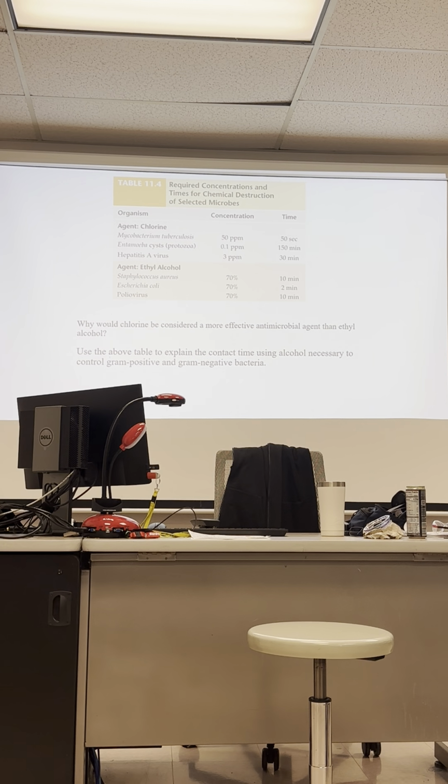Okay? And then, use the above table to explain the contact time using alcohol necessary to control gram-positive and gram-negative bacteria. So now you're only looking at this data, and it says that gram-positives need 10 minutes, where gram-negatives need only 2 minutes. And the reason for that is because of the LPS layer. The alcohols are much more attracted to the lipids than they are to the peptidoglycan. Okay?